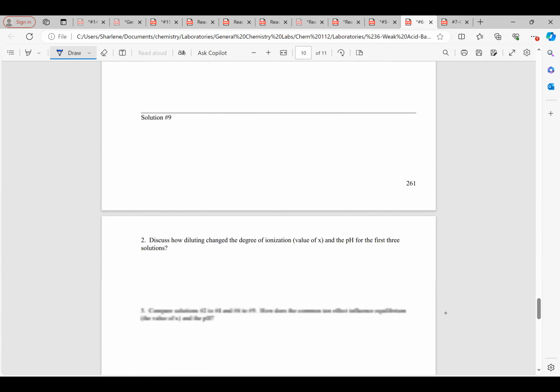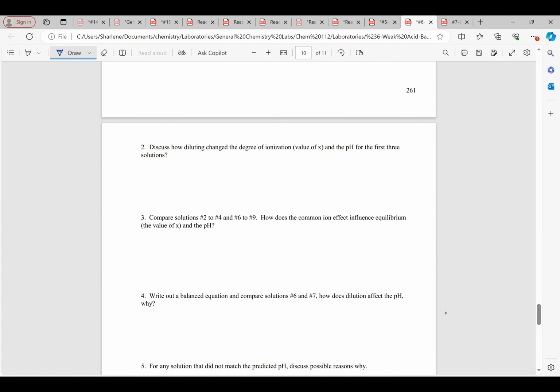on the whiteboard. Discuss how diluting changed the degree of ionization. How did it affect that X value? Well, every time you diluted, it got smaller because there was less to ionize. Compare solutions 2, 4, and 6 and 9. How does the common ion effect influence equilibrium? Okay, Le Chatelier says that if you add a product, it needs to shift left.